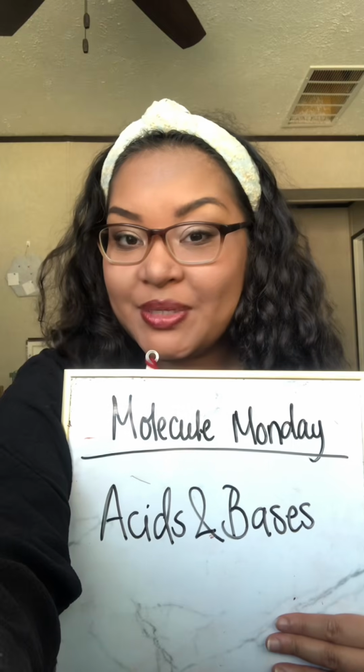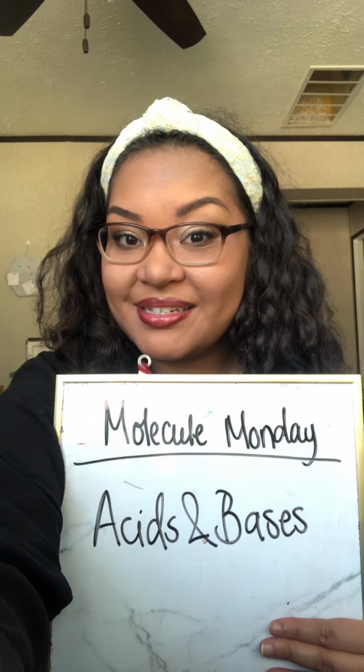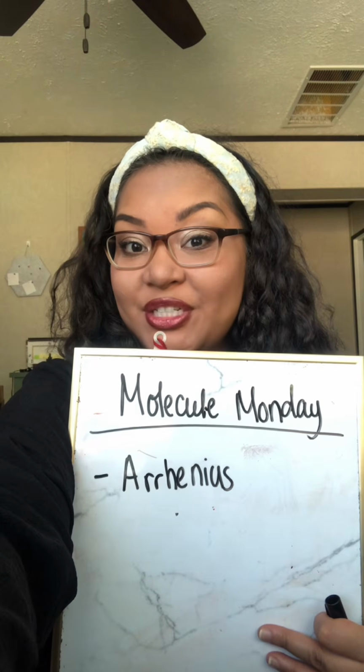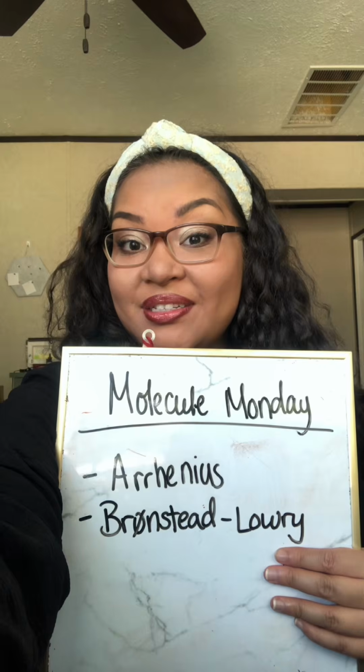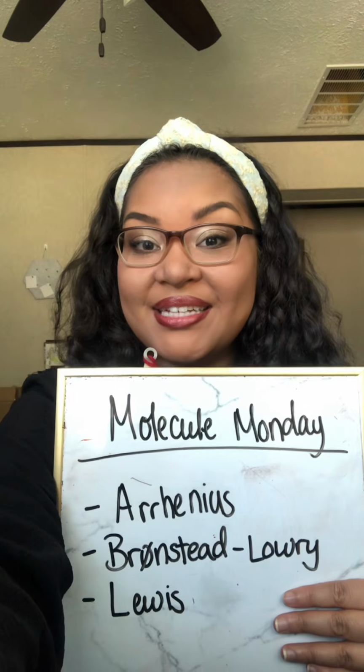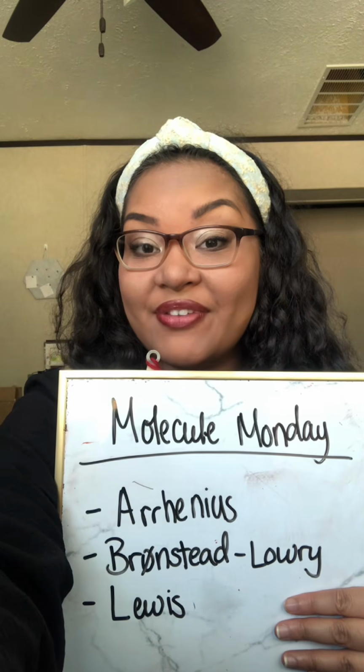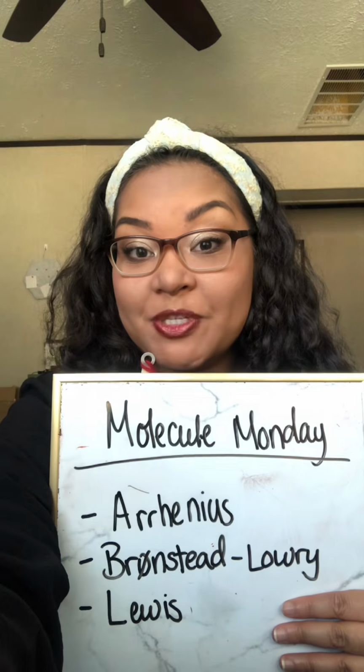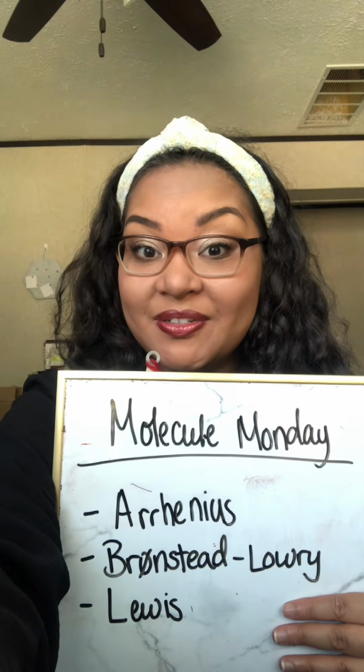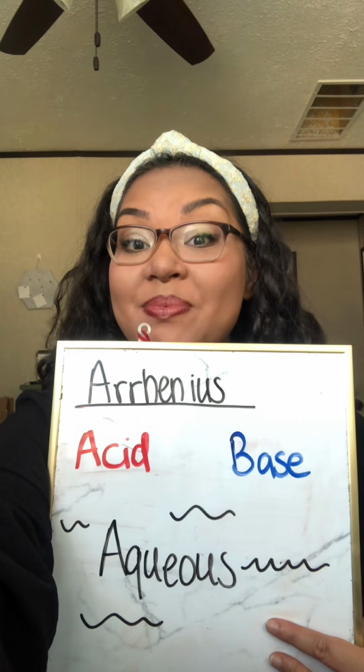Did you know that chemistry has 3 definitions for acids and bases? We first have the Arrhenius definition, the Brønsted-Lowry definition, and the Lewis definition. I also like to think of these as viewpoints rather than definitions, since they allow us a different perspective into each kind of molecule. Starting off with Arrhenius, this has to be an aqueous solution, meaning water is the solvent.